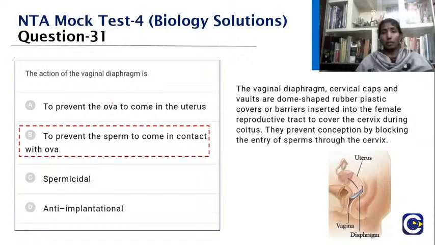You can see the diaphragm, which is inserted into the vagina. Cervical caps are dome-shaped rubber or plastic covers or barriers, which I already said, inserted into the female reproductive tract to cover the cervix during coitus. They help prevent conception by blocking the entry of sperm through the cervix. But they say this method is not very effective, because you have to use it along with spermicidal jellies, then only will it be a successful contraceptive measure.